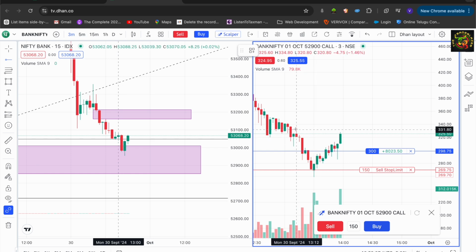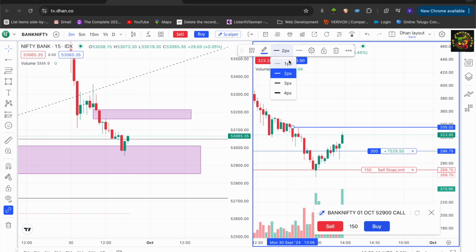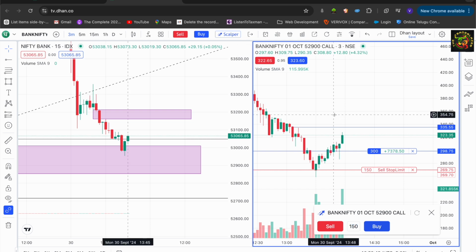So we are already getting a nice bit of profit as well, and then we'll see further if it is going to touch this blue line over here so that I can plan for an exit.